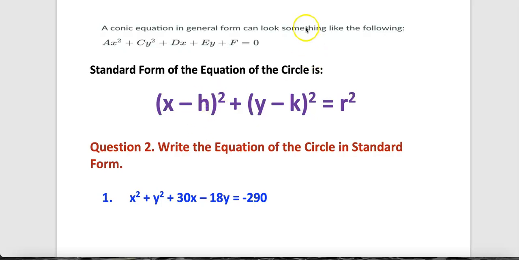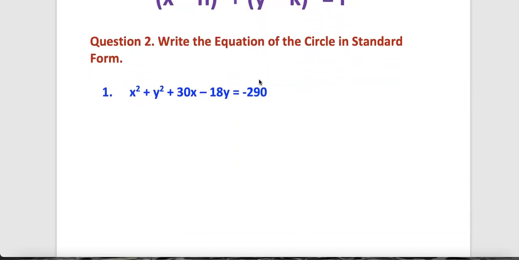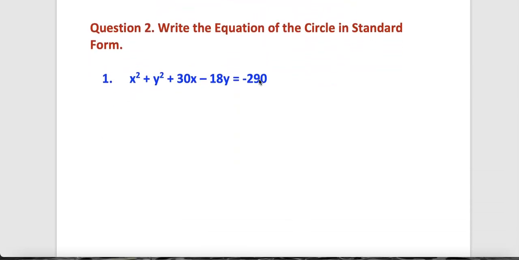So what I'm trying to tell you is the general form of the conic section equation is this. A standard form of equation of a circle is this over here. So now the question says write the equation of the circle in standard form, and we have to write the equation from general form to standard form.